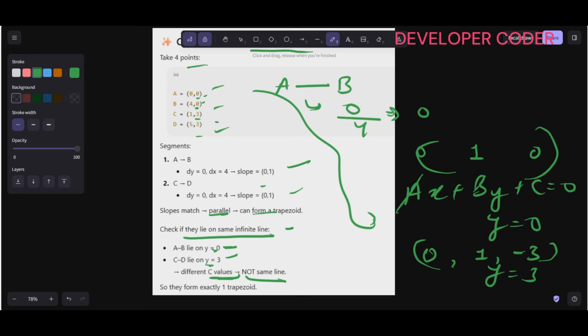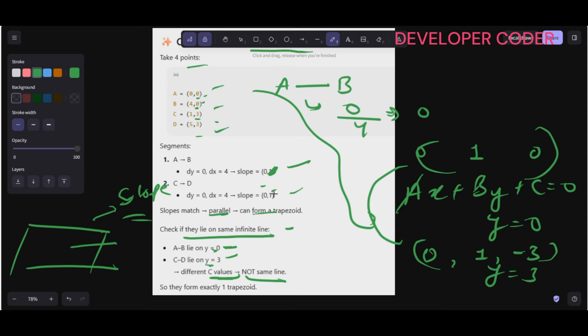So both the things are different, then that simply means that they are not intersecting, right? That simply means that they can form a trapezoid, right? These two lines have the same slope and they are not intersecting, right? So that simply means that they are not part of the same line, right? And they can form one trapezoid. Okay, so that's what you can do. Okay, so this is done.